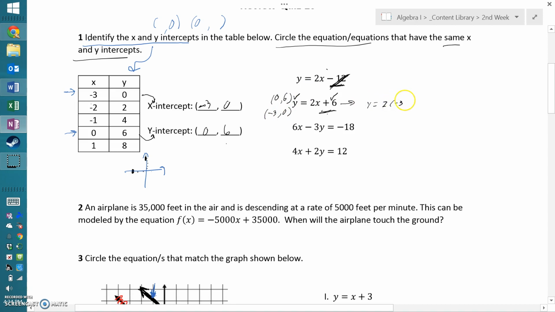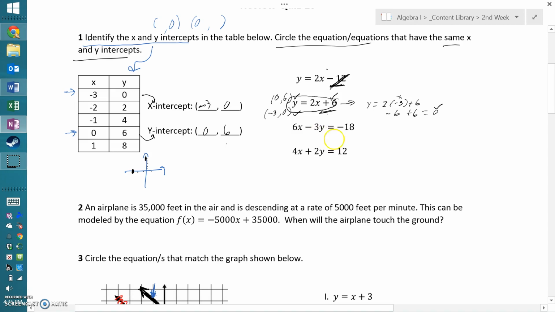2 times -3 plus 6. And I'll see if I use a -3 here for x, do I get a 0? So just multiply 2 times -3, that's -6 plus 6. That would be 0. Okay, see, so that works for both of these points. So this would be one of my correct options then. That matches, has the same y-intercept, and then when I used the number -3, I got the same x-intercept, 0.